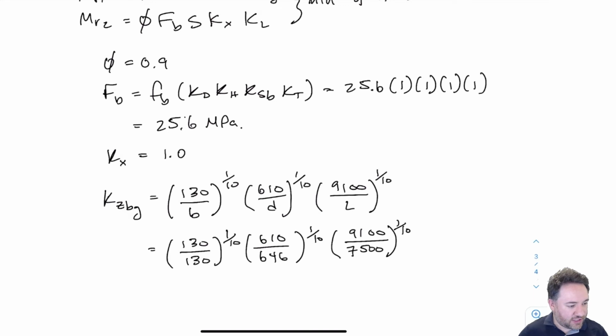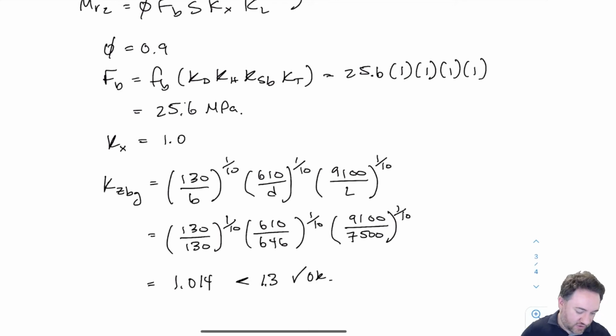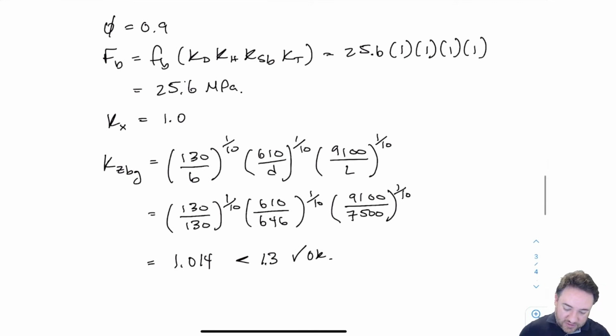And the interesting thing here is that you can see that our KZbg, in this case, we're pretty close to the baseline beam size that they used in developing KZbg, which was a 130 by 610 by 9100. So we have here a 130 by 646 by 7500. So we should expect our KZbg to be pretty close to 1, and it turns out that it is. It's 1.014. This must be less than 1.3, which it is. So we're okay. We're not going to cap it off at 1.3. Okay, so that's our KZbg.